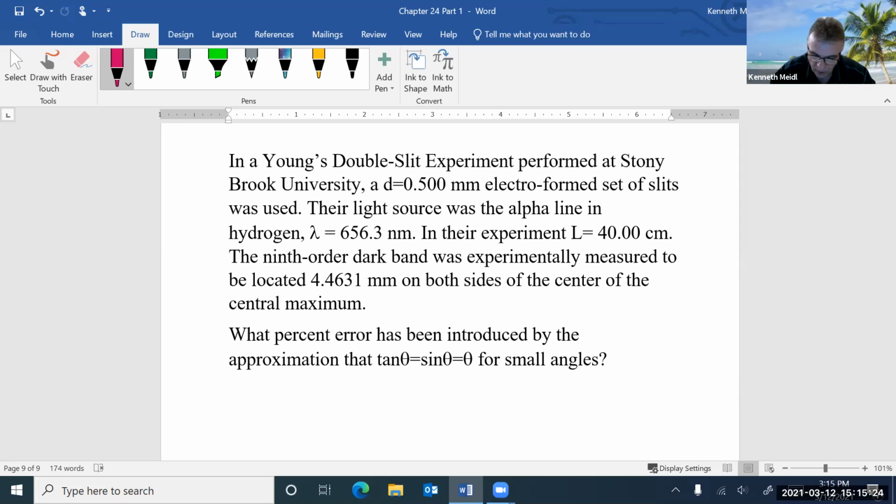Okay, the ninth order dark band was experimentally measured to be located so many millimeters on both sides of the center of the central maximum. What percent error has been introduced by the approximation that tangent is the same as sine, which is the same as the angle, for small angles? Okay.